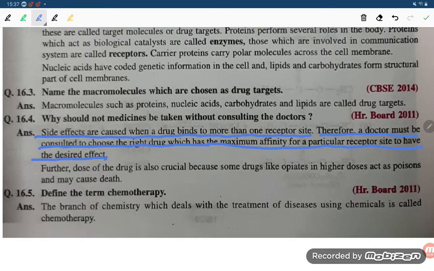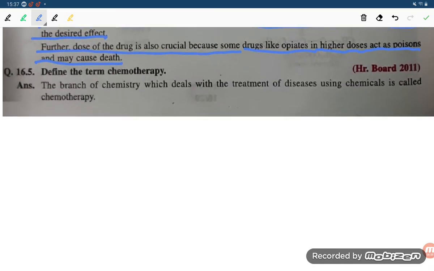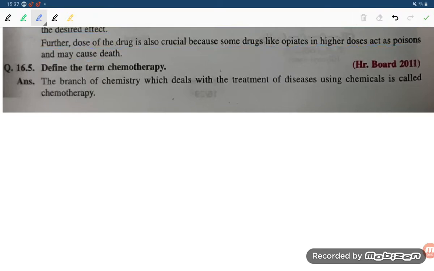The dosage of the drugs is also crucial because some drugs, like the opiates, in higher doses act as a poison and may cause death. So to overcome a problem like that, where overdoses can lead to death, we have to take the optimum amount. Okay. Next one is, define the term chemotherapy.